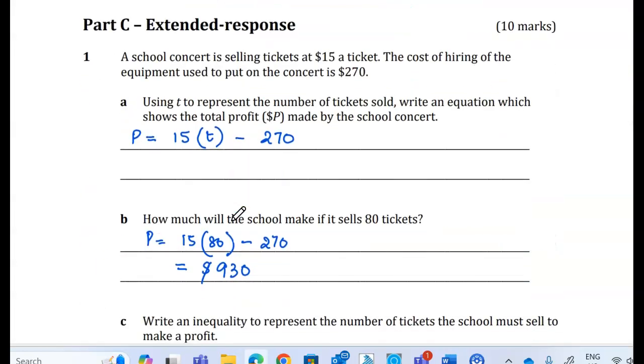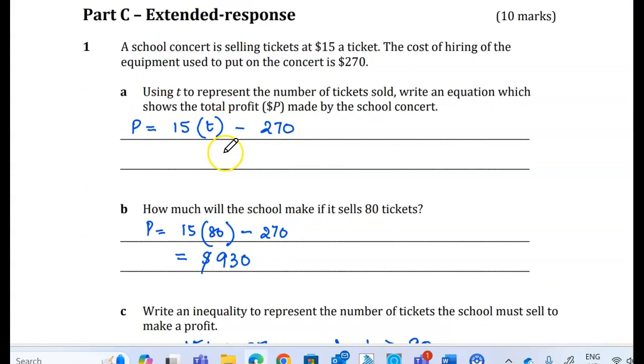Okay, moving on. Extended response. So let's look at this. First question. A school concert is selling tickets at $15 a ticket. The cost of hiring the equipment used to put on the concert is this. Use T to represent the number of tickets sold. Write an equation which shows the total profit. So profit will always be the money you make, so it's 15 a ticket times the number of tickets, which is T. And you have to take away the cost of setting everything up, right? So that's your expense, please minus.